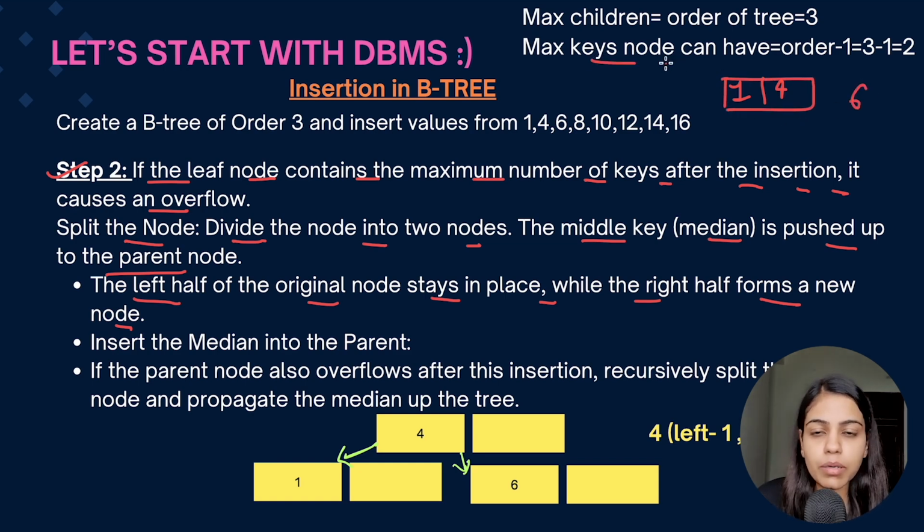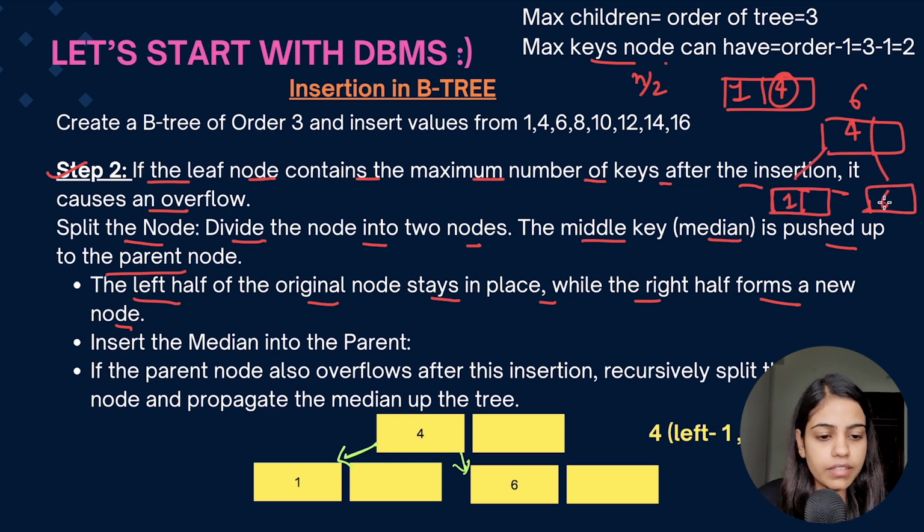But here the maximum number of keys a node can have is 2. So I'll find the median including the 6. That would be n by 2 because the number is odd. So the median would be 4. I'll push 4 to the parent node, and 4 will be created as a parent node, and in the left of 4 I'll have 1 and in the right of 4 I'll have 6. So this is how we split the node and push the median of the node to the parent node. Here you can see that we have created a new node, that is a parent node.